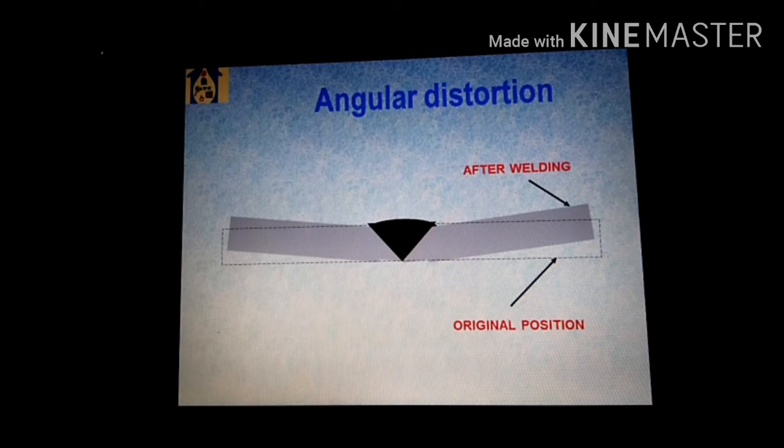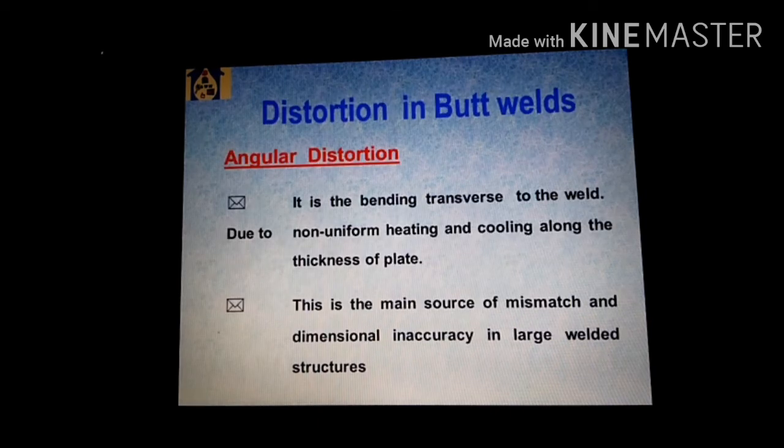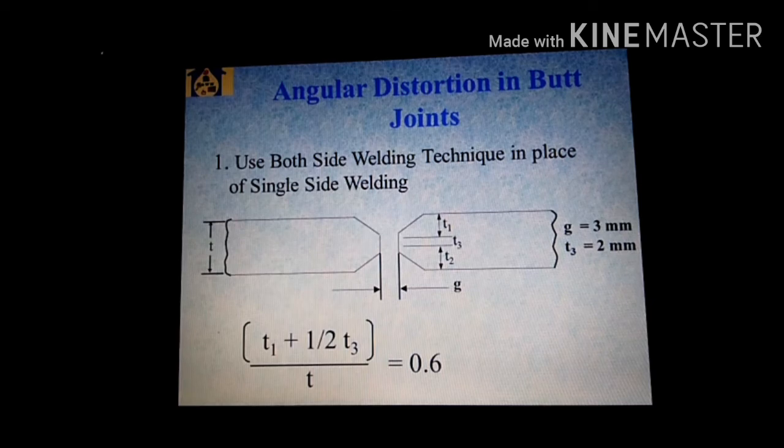Angular distortion. After welding, the plate does not remain at the original shape position. Distortion of butt weld: it is the bending transverse to the weld due to non-uniform heating and cooling along the thickness of the plate. This is the main source of mismatch and dimensional inaccuracy in large welded structures. Use a both-side welding technique in place of single-side welding.